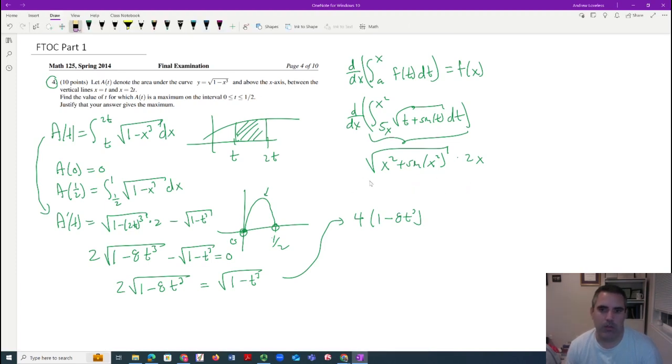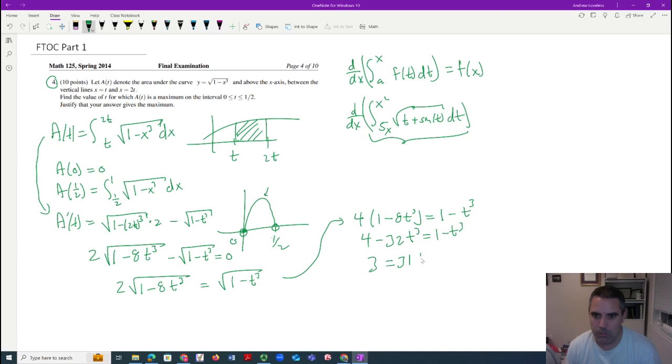Sorry that I'm running into this other work. And I can't even remember ever doing this problem before, so correct me if I'm wrong. This is going to be 1 minus t cubed. Oh, and that's actually not too bad to solve. Let's expand. 4 minus 32t cubed is equal to 1 minus t cubed. Let's move this over and move that over. So 3 is equal to 31t cubed. So t is the cube root of 3 over 31.